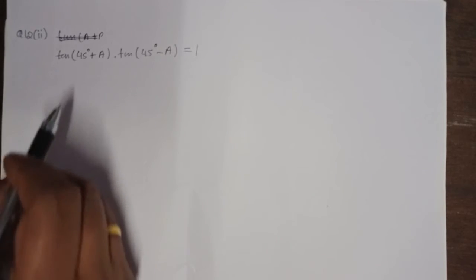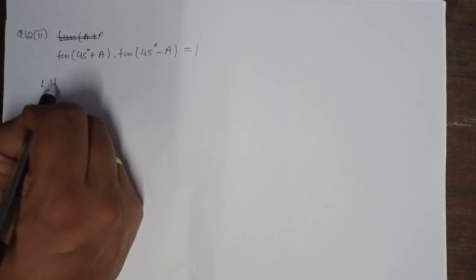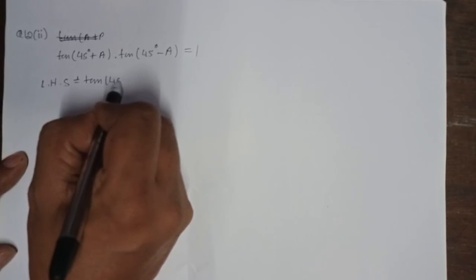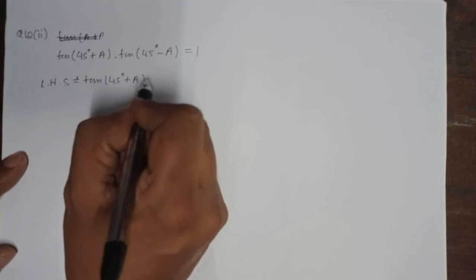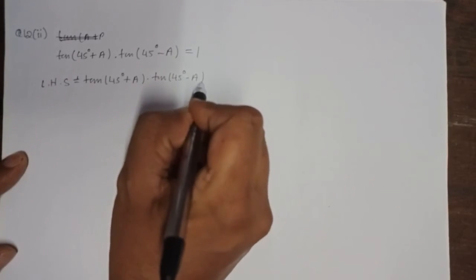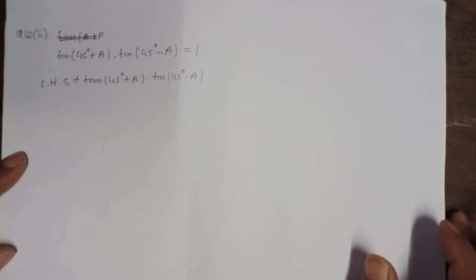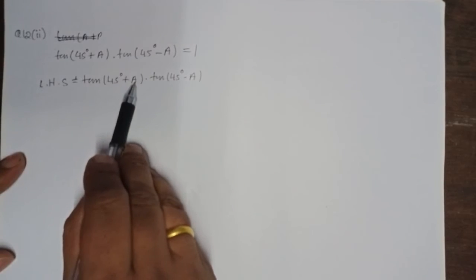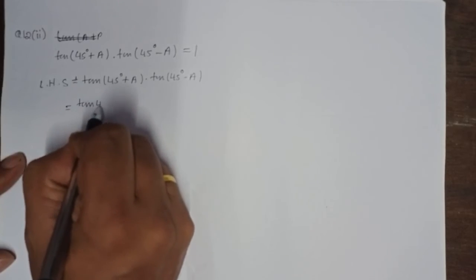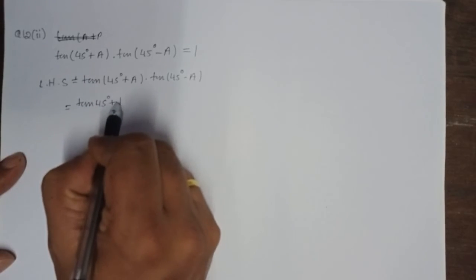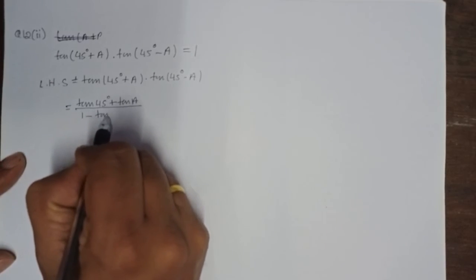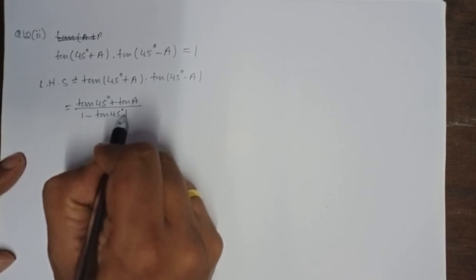Now this is another question, but the formula is the same. I'll take the left hand side, LHS. LHS is equal to tan 45 degree plus A into tan 45 degree minus A. In this case, you have to use both the formulas of tan A plus B into tan A minus B. Tan A plus B formula is tan A plus tan B over 1 minus tan A tan B.